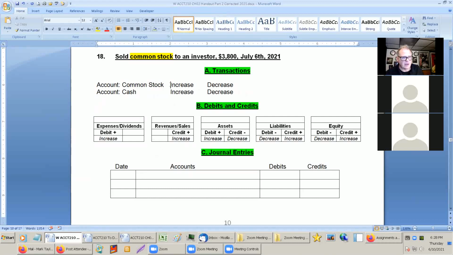And so common stock is increasing. We got more owners now. And our cash is increasing.